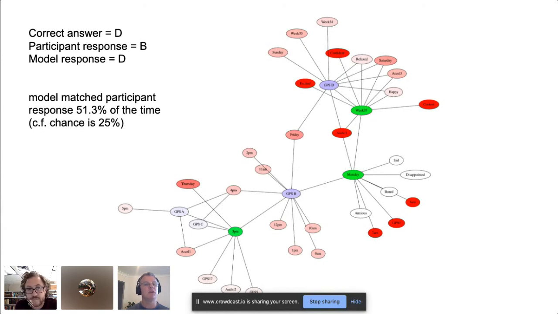So what we found is we trained the model across all of our participants, and the model was correct just over 51% of the time. In this case, chance is 25%. So we're clearly capturing something of the underlying structure of people's retrieval.